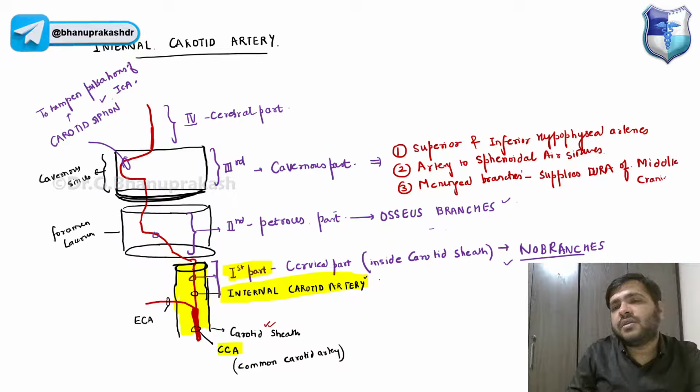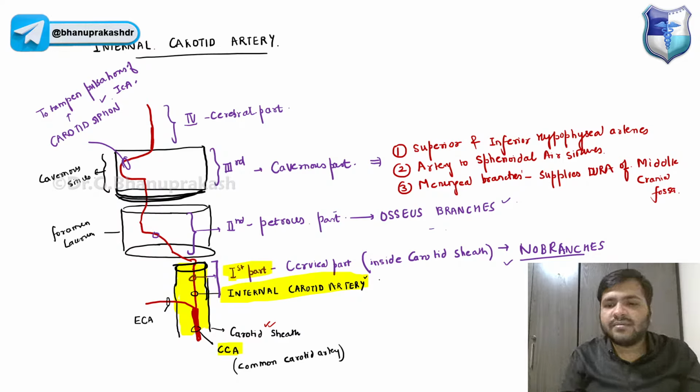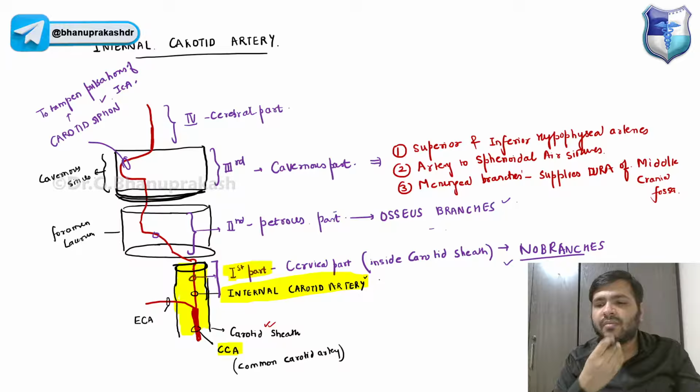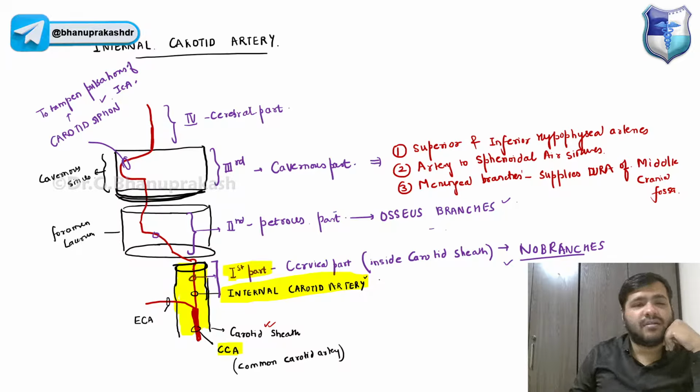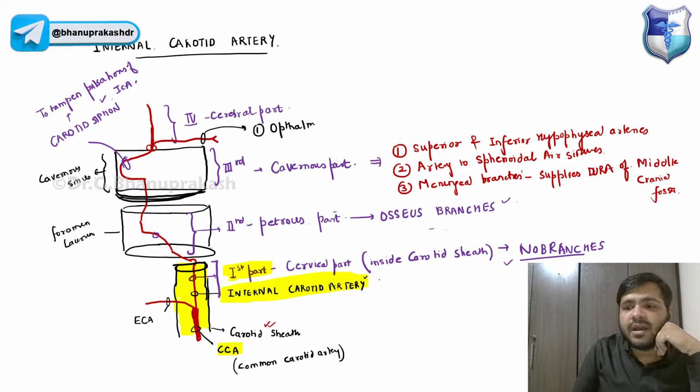The middle cranial fossa. It supplies the dura of the middle cranial fossa. Yes. Now the fourth one, guys, it is the first part of the internal carotid artery, which as soon as it comes out, remember guys, this is the first branch. As it comes out of the cavernous sinus, this first branch, remember, is the ophthalmic artery. It has been asked multiple number of times, ophthalmic artery.